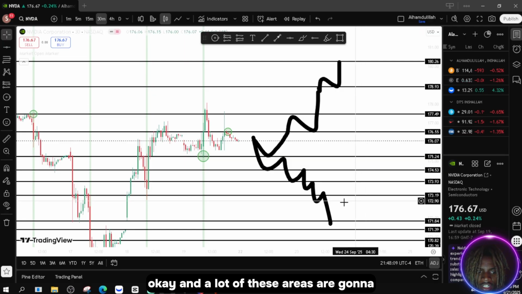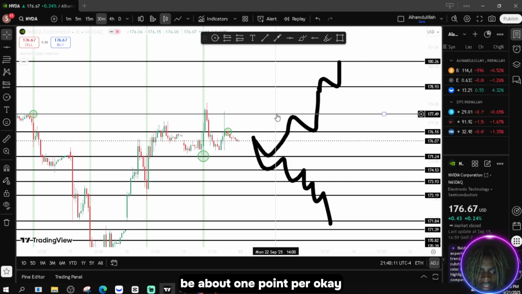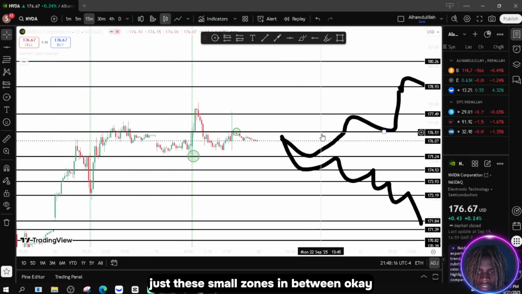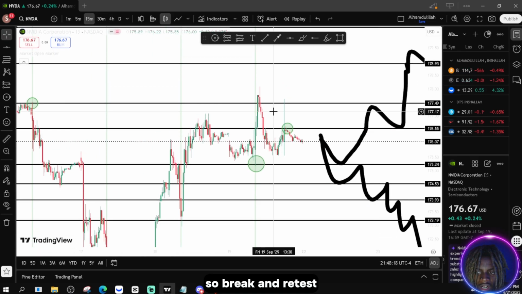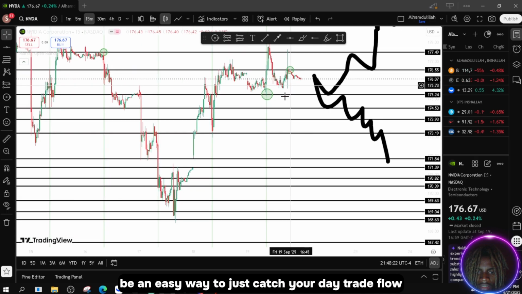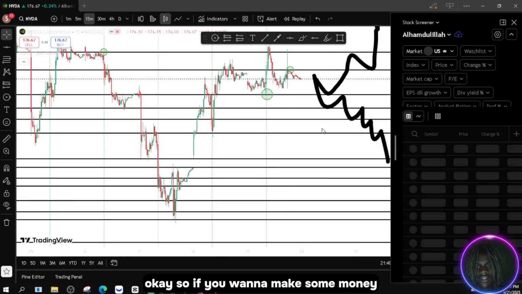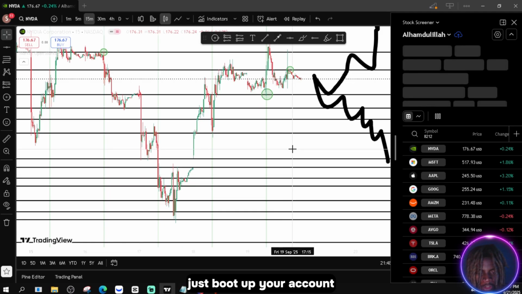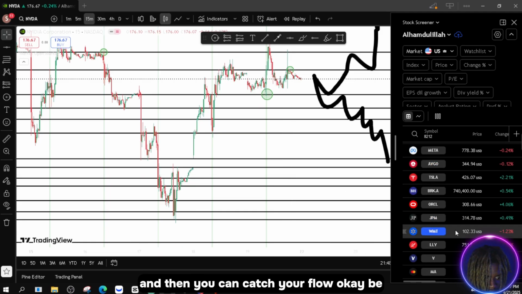Okay, and a lot of these areas are going to be about 1 point per. So it's going to be good money even if you day trade just these small zones in between. So break and retest, they should work all between these areas, and it's going to be an easy way to just catch your day trade flow. So if you want to make some money multiple times during the week, just boot up your account, mark out all your levels, and then you can catch your flow.